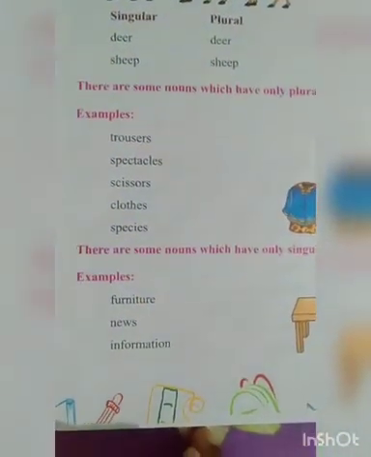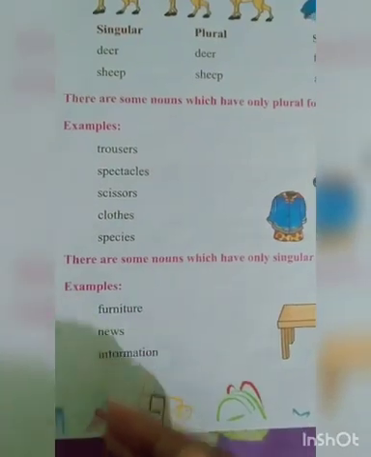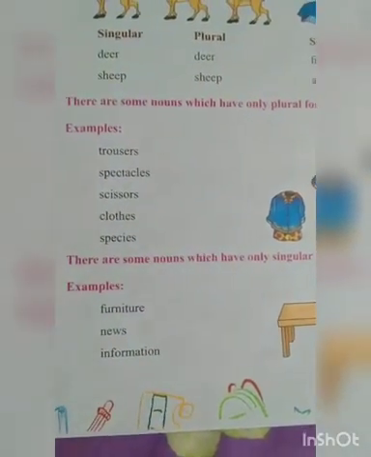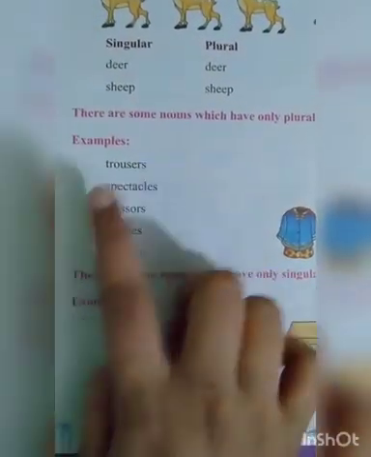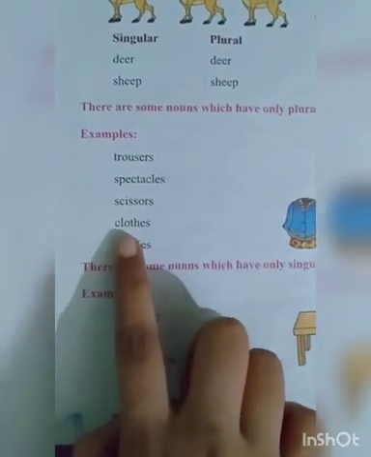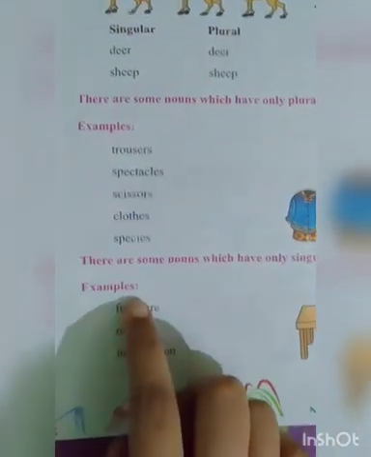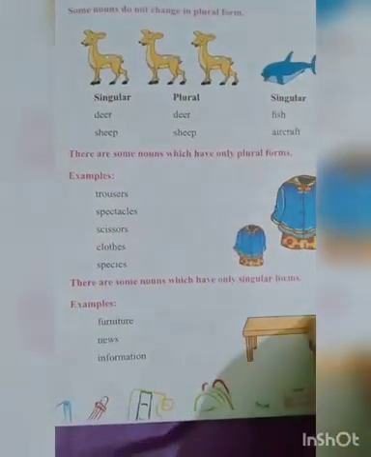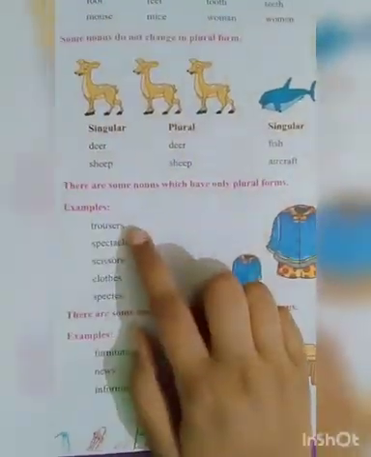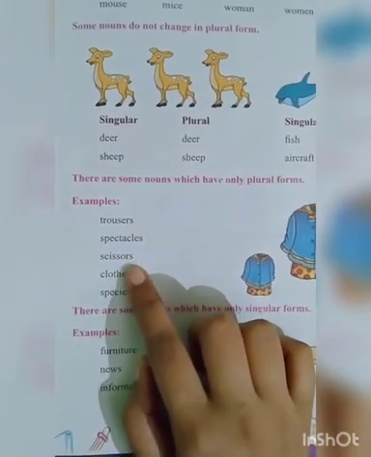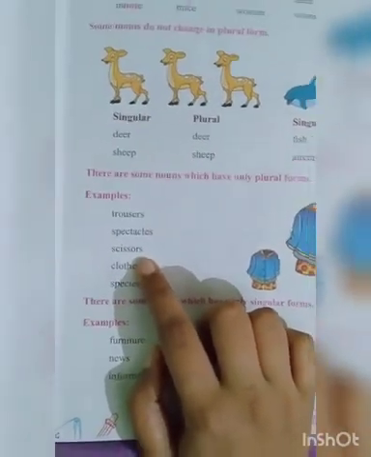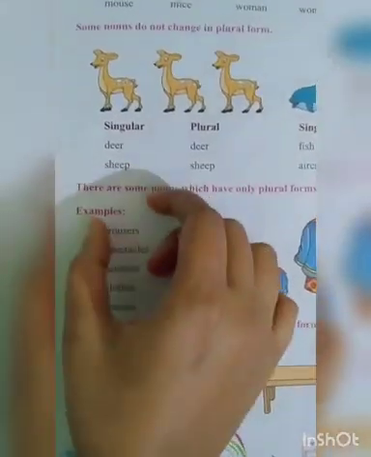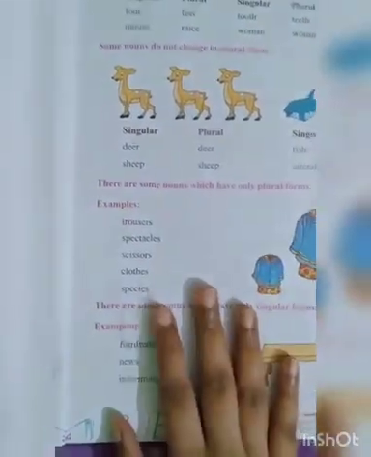Now see, there are some nouns which have only plural form. These words we cannot write in singular form. See, trousers, spectacles, scissors, clothes, spices, species. Now see, if we remove S, that doesn't make any word. So these are plural forms which cannot be put in singular form.